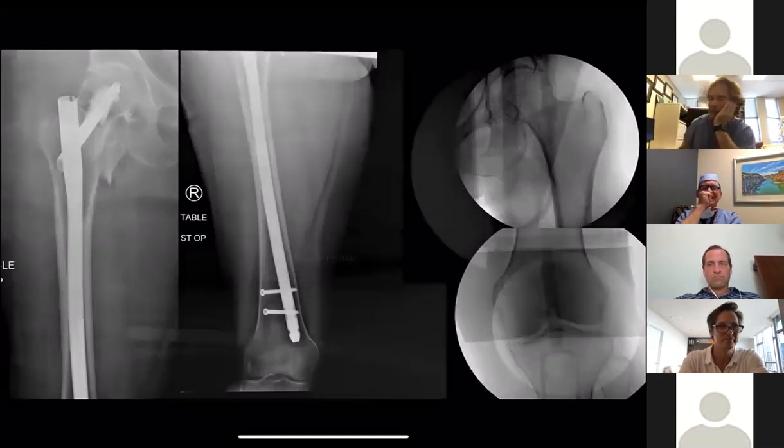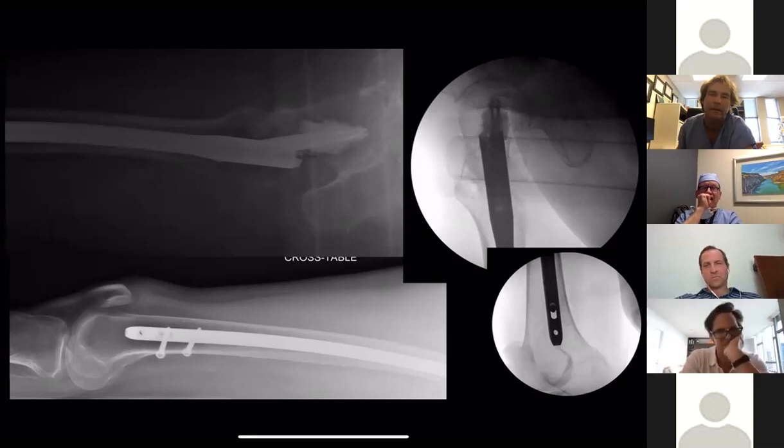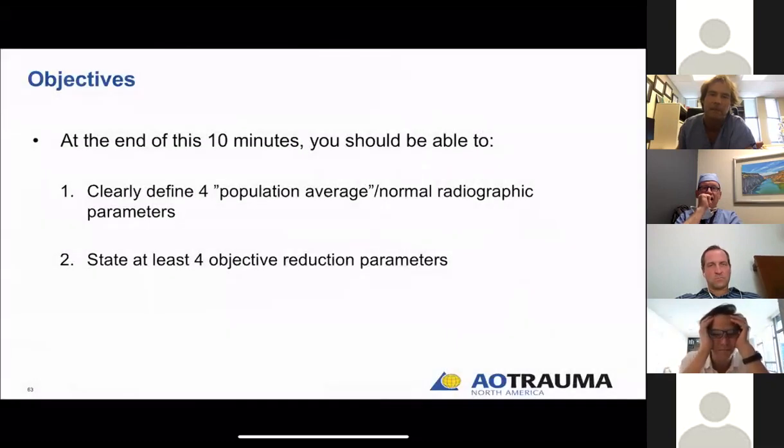So I don't know. I find this interesting. I find this interesting too, right? So this is her lateral view of her hip and her knee. And I would say that this anteversion is fine, right? But that is not consistent with what I'm seeing on the far right, which is her intraoperative views, right? Interesting.